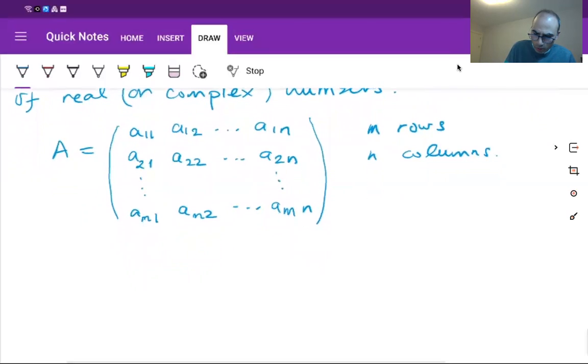So the rows are, so the ith row, for example, is equal to aI1, aI2, up to aIn. So we have m rows, and this is the ith row and the jth column.